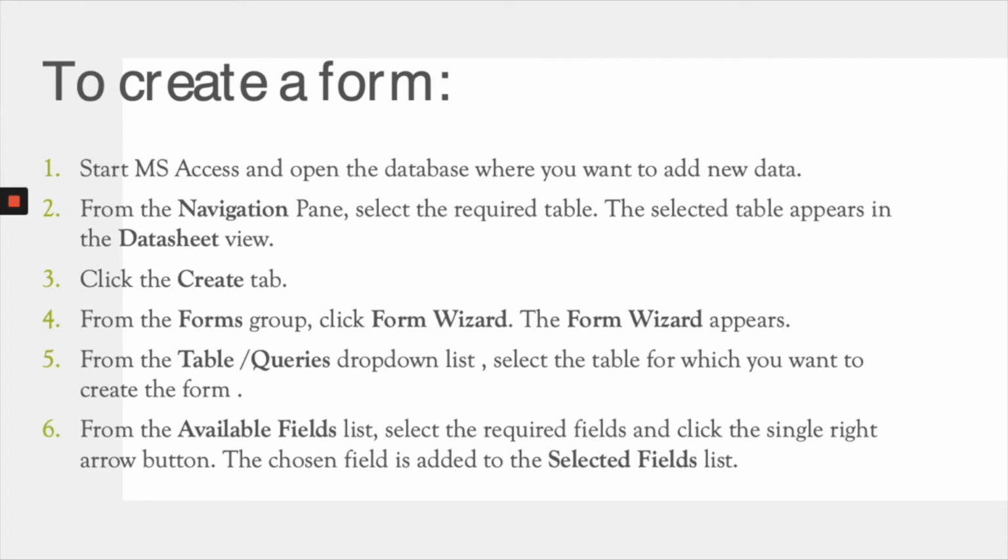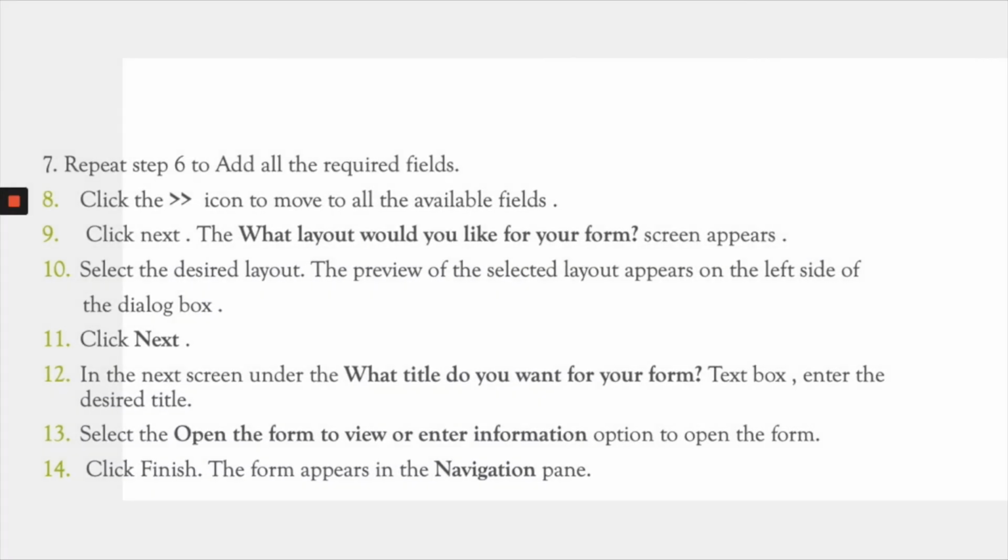The Form Wizard appears. Then, from the Table or Queries drop-down list, select the table for which you want to create a form. You have to click on the table for which you want to create a form. From the Available Fields list, you have to select the required fields and click the single right arrow button. The chosen field is added to the selected fields list. Repeat step 6 to add all the required fields. You can add all the required fields you want one by one.